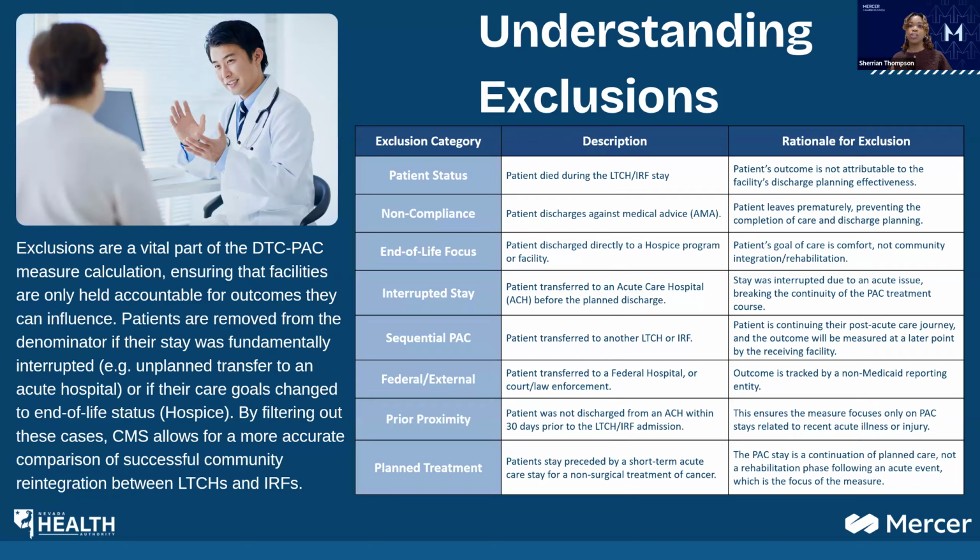If this was a planned short-term acute care for a non-surgical treatment of cancer, again, that's an exclusion. So look at this table as a roadmap for cleaning your data. Okay, so again, specifically note how we have hospice and AMA discharges that are excluded. If a patient transitions to end of life, like hospice care, these are your only ways to protect your facility from being penalized for a mortality event. All right, so exclusions are really important. Next slide.